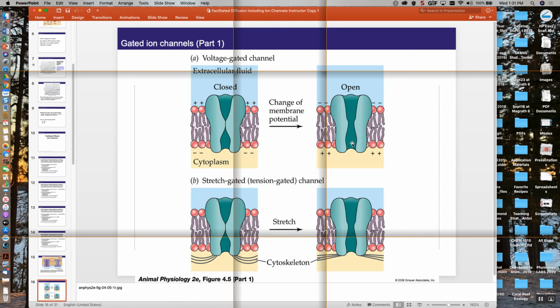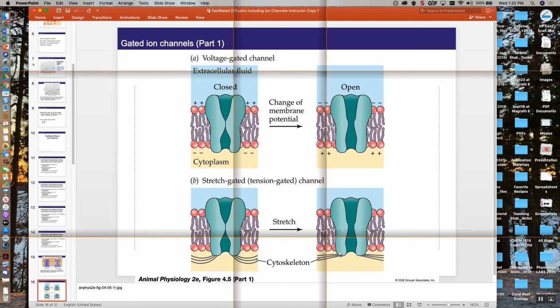The next one is a mechanically gated channel. It's also called stretch-gated or tension-gated. Now take a look at the bottom here. You can see this channel is actually attached to cytoskeletal elements, okay? So if I took a pipette, or you can imagine a pencil or something, and I carefully pressed from the outside into the inside, and I made a little dimple into the cell, I would stretch these cytoskeletal elements and I would open the channel. That's what's called stretch-gated or tension-gated, also called mechanically gated.